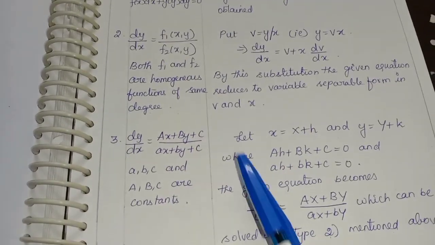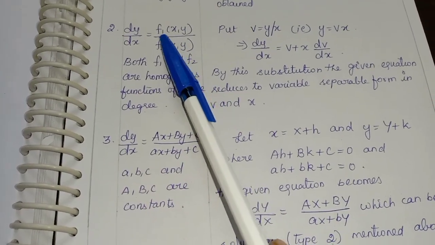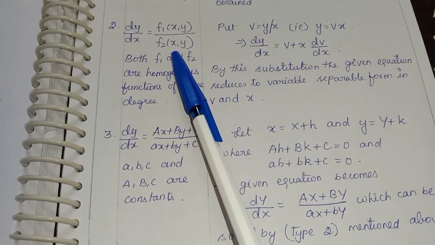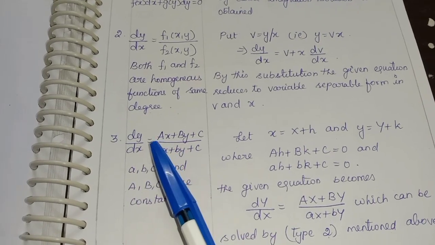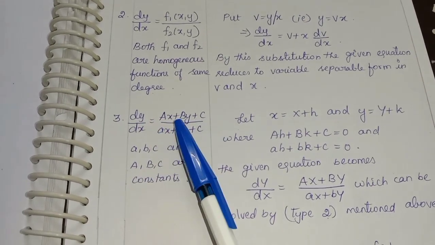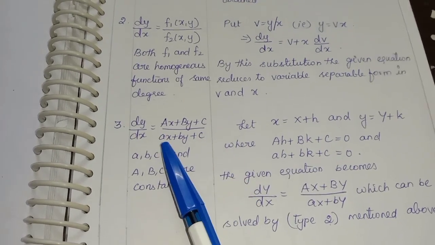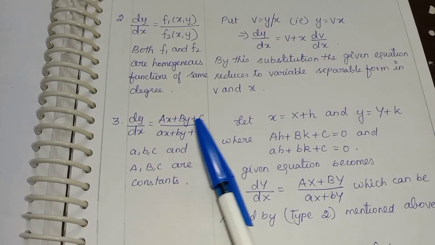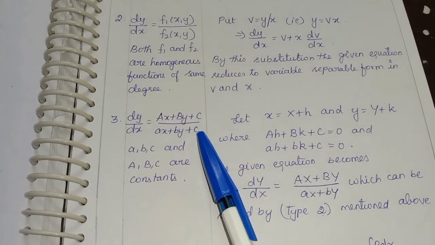Then the third one is a slight variation of the second method. In the second method, you have homogeneous functions, numerator and denominator being homogeneous functions of x and y. Here they are not homogeneous functions. dy by dx is equal to capital A x plus capital B y plus capital C, by small a x plus small b y plus small c. That is, they are not homogeneous, since we have a constant capital C and small c here.